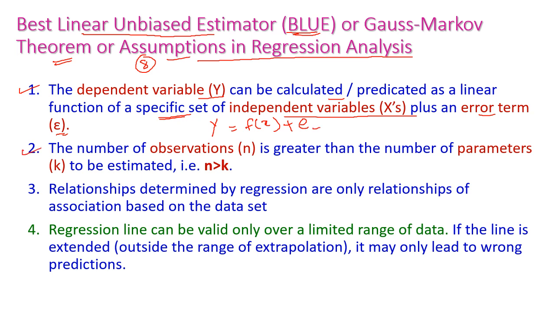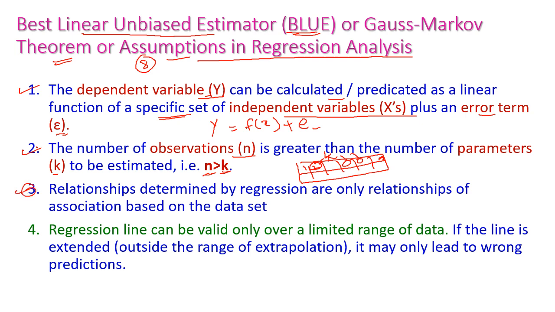And the second one is the number of observations n is greater than the number of parameters k to be estimated. For example, in a record we have n number of parameters, 1, 2, etc. up to n parameters. Among these n parameters, how many parameters we have taken for predicting the y value? That is called k. Here k should be less than n. So this is the second assumption.